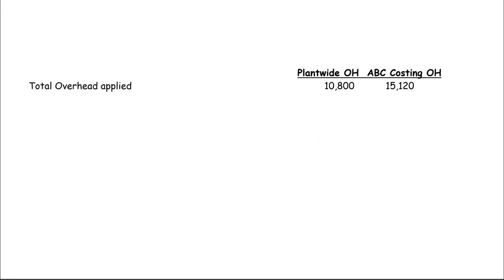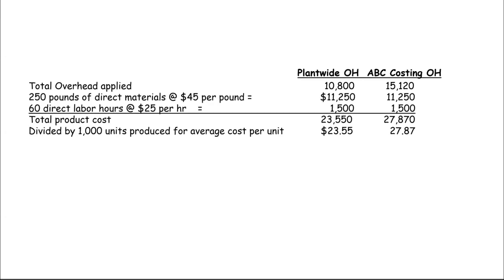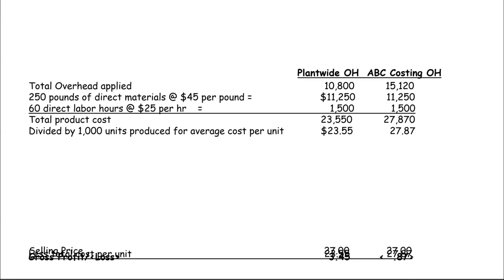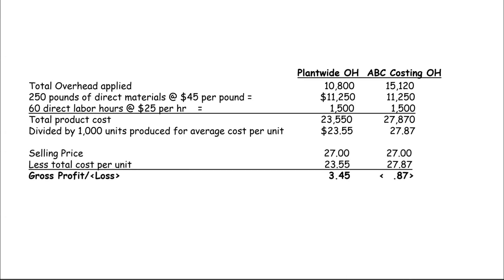Now let's take a look at the total cost per unit. So we're going to add our direct materials and our direct labor. And now we have our total cost. We're going to divide by the 1,000 units that we produced. And then we're going to take those costs minus the selling price.